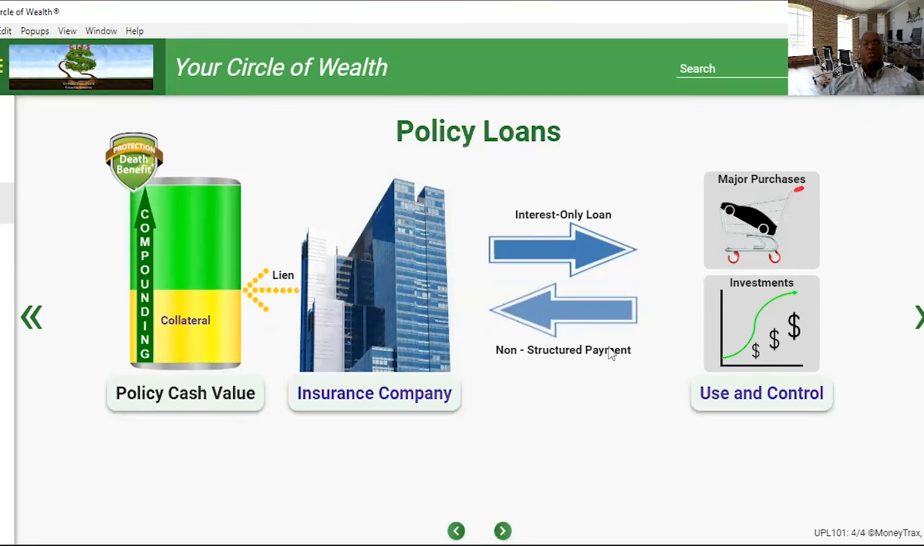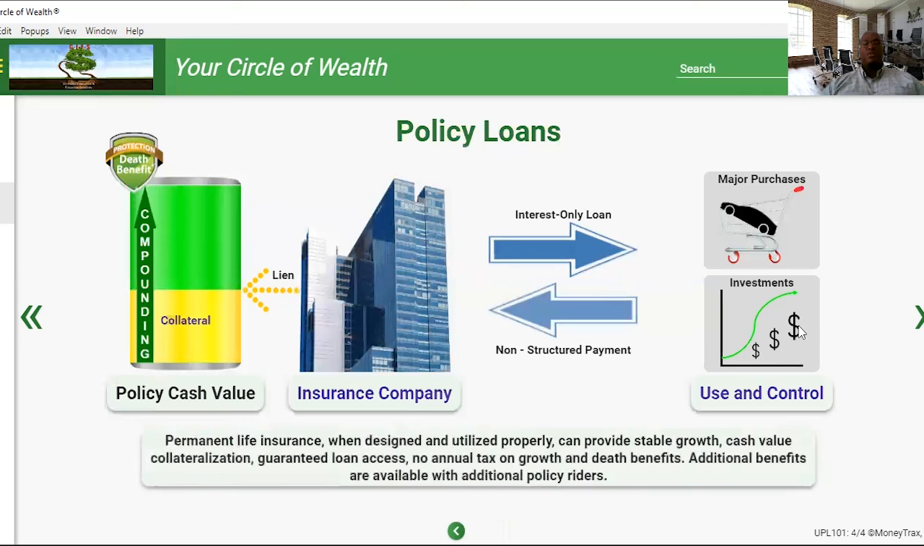You have use and control of those funds. So yes, there's still interest, but there's no required minimum, like say your credit card, your car loan, or even a home equity line of credit would have a minimum payment. So permanent life insurance, when designed and utilized properly, can provide stable growth, cash value collateralization, a mouthful, guaranteed loan access. Again, let me repeat that because I don't think it's stressed enough. Guaranteed loan access, no annual tax on growth and death benefits. Your policy continues to grow in a tax-free environment, and additional benefits are available with additional policy riders. It's all in the setup.